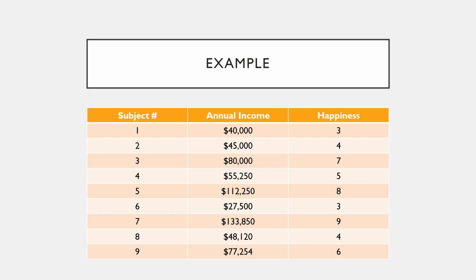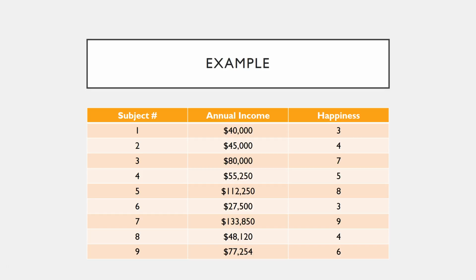But let's just assume there's a 1 to 10 scale that's actually valid and reliable, and one that we've been able to administer to our subjects. If you look at it, you've got a really pretty good correlation between annual income and happiness. The lower ends of annual income have the lower scale of happiness, and the upper ends have the higher scale of happiness. It is very tempting to say that higher annual income causes higher happiness, but you cannot say that.